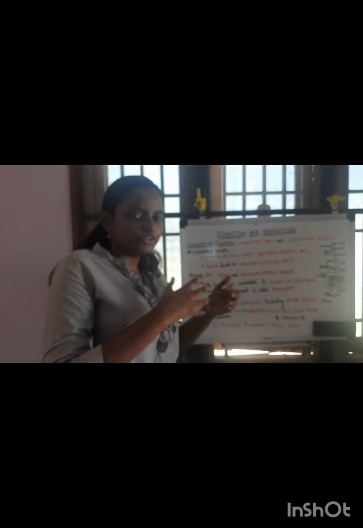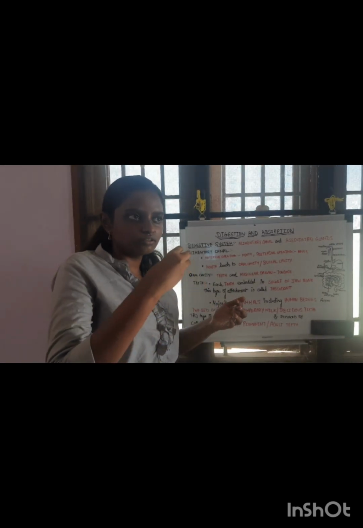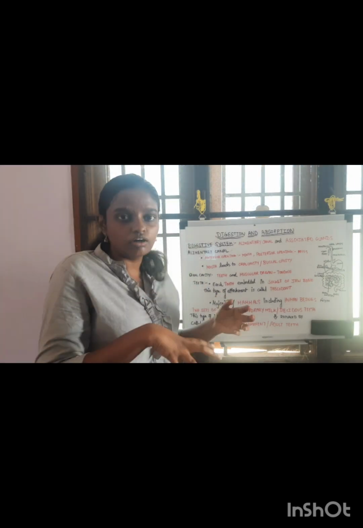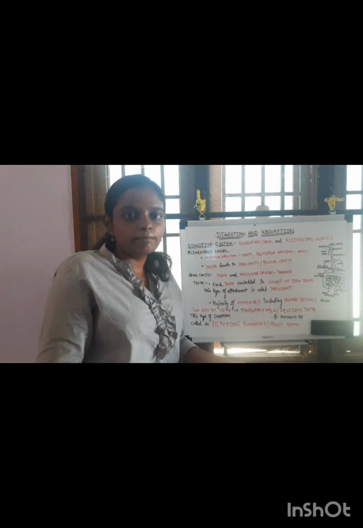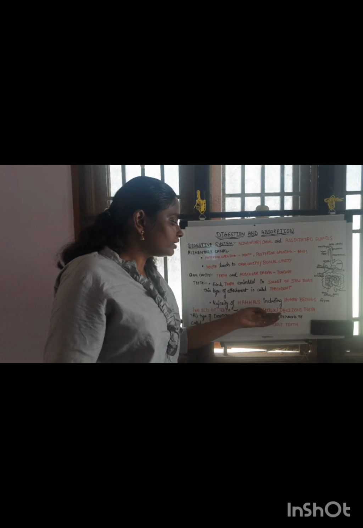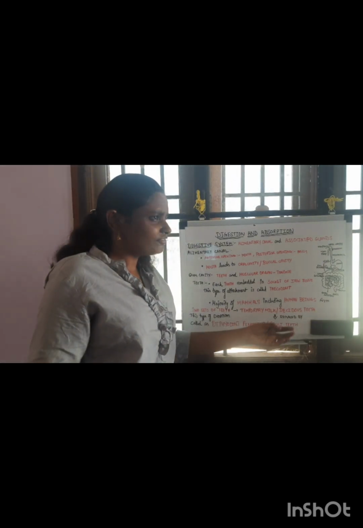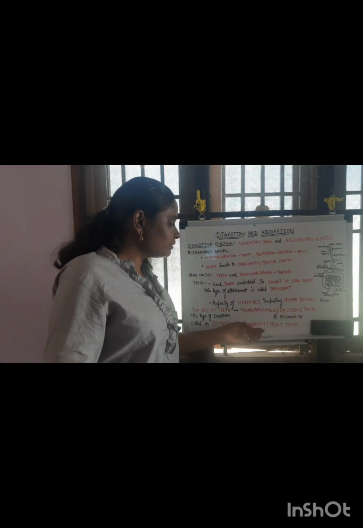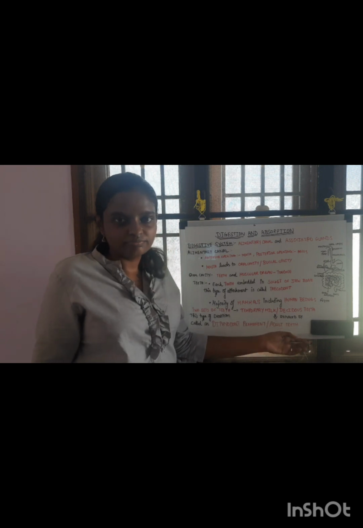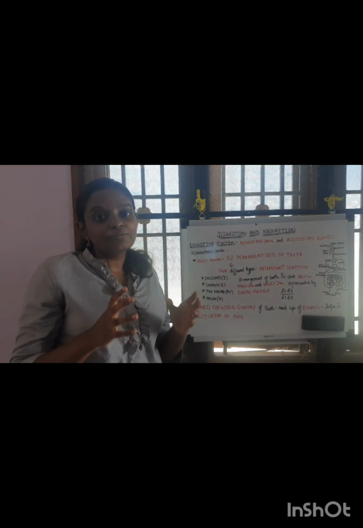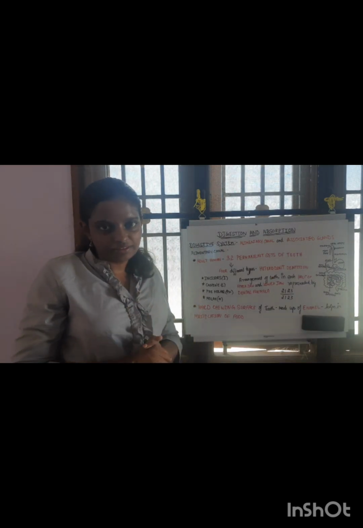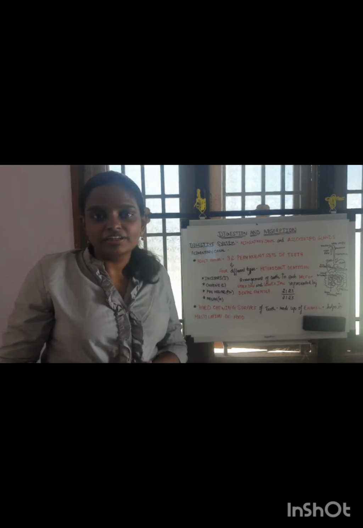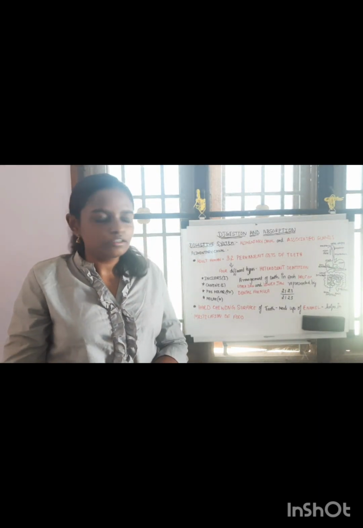So first, initially after 6 months or around 1 year after the birth of a baby, we have temporary milk or deciduous teeth, and after several years, it is replaced by permanent or adult teeth. So an adult human has 32 permanent teeth. Then what about the infants? They have 20 teeth, right?